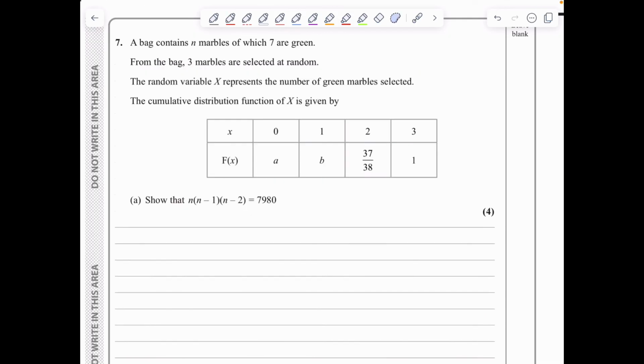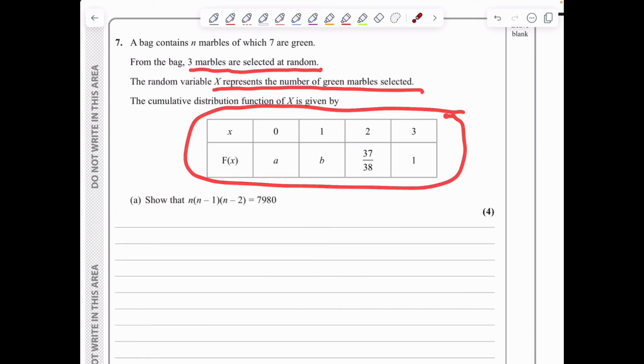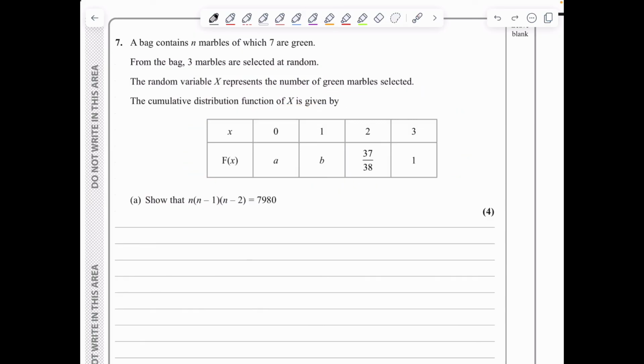In question 7, we've got a bag containing n marbles, 7 of which are green. Now we will be drawing 3 marbles at random, and x represents the number of green marbles selected. This is the cumulative distribution function for the random variable x, and we need to show that this leads to n times n minus 1 times n minus 2 is 7,980. So let me start by observing that the probability of x being 3 is simply the difference between 37 over 38 and 1, because it's the cumulative distribution function. So to go from x is less than or equal to 2 up to x is less than or equal to 3, we only have the additional contribution of x is 3.